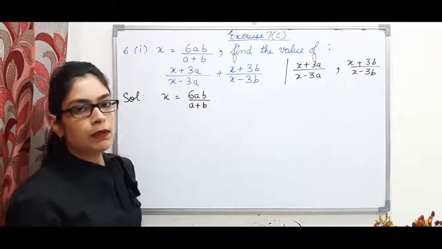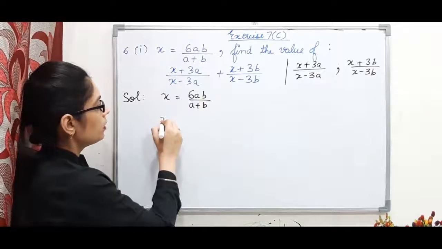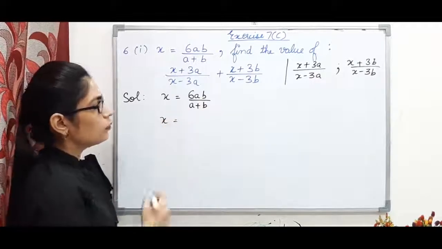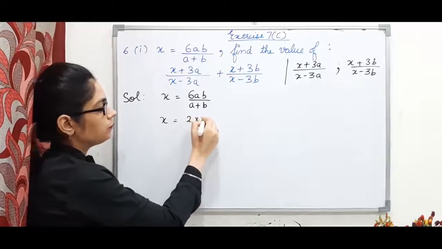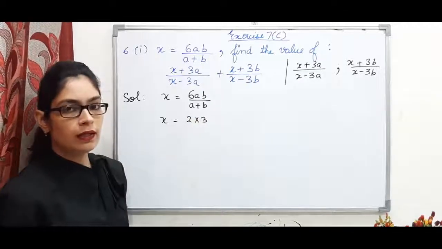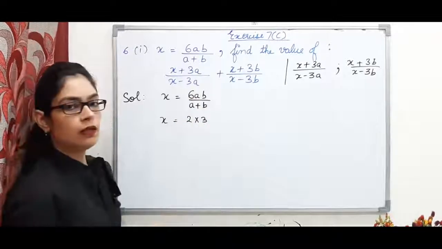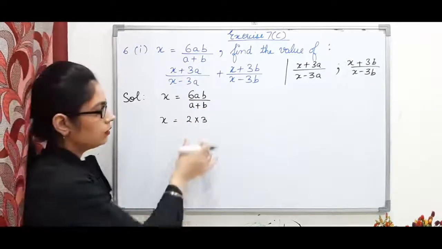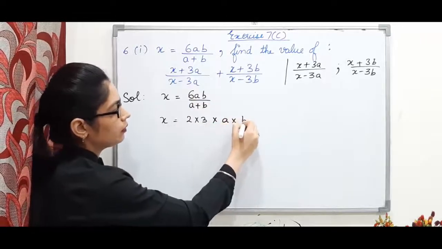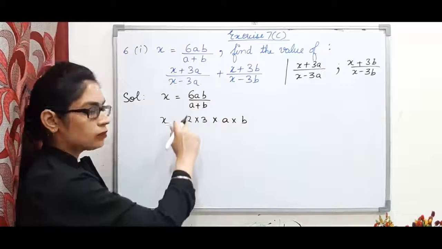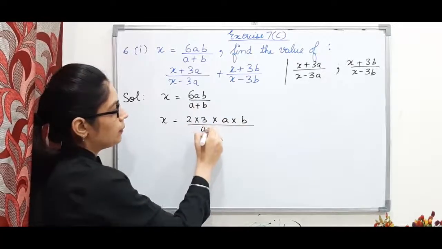With a and b, with both of them I need 3. Here 6 is there, so we can convert. We know 6 is 2 into 3, so instead of writing 6, I will write 6 as 2 into 3, because that is also 6, just in its expanded form. So 6 means 2 into 3, AB as it is, A into B upon A plus B.